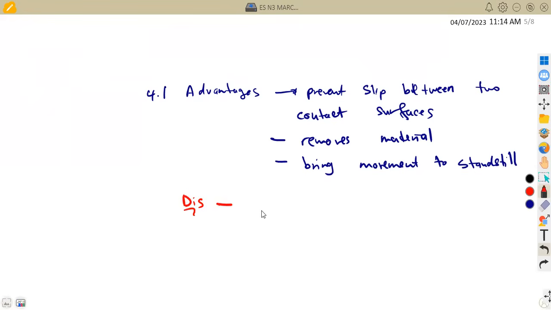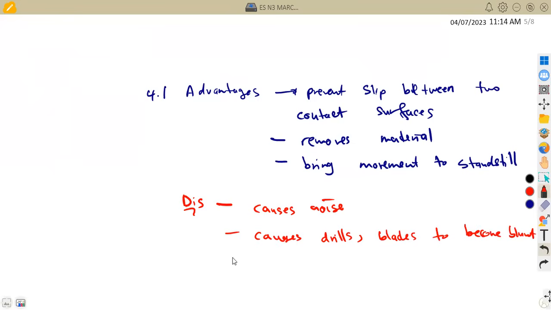What are the disadvantages? It causes noise. There is a lot. In this case, there can be an issue of noise. It causes drills to become blunt. It also causes things like drills or blades to become blunt in this case. It also causes wear and tear. So there are so many.